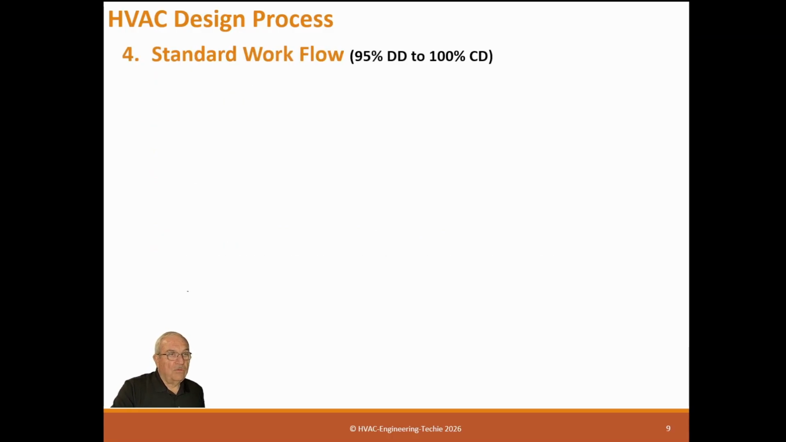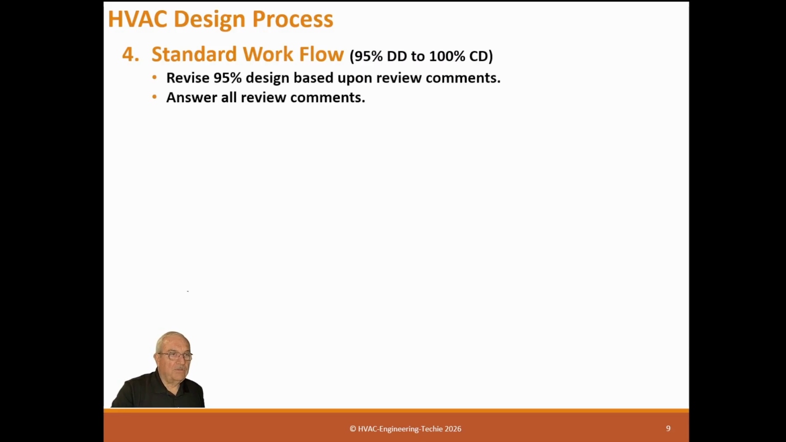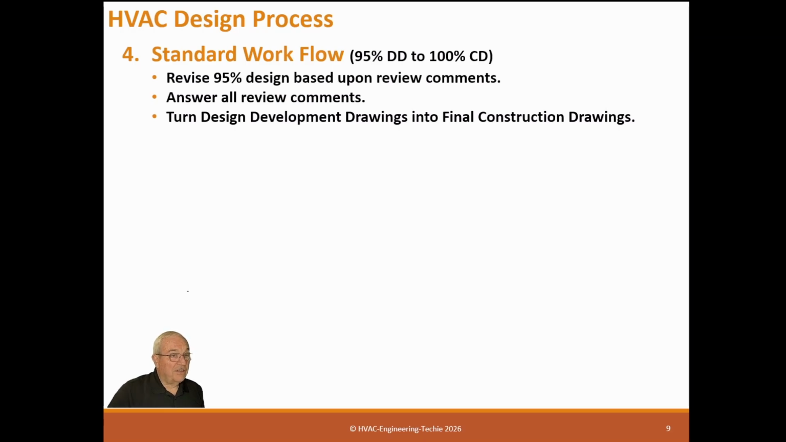So standard workflows from 95% to 100% CDs. Review the 95% design based upon review comments. Answer all review comments again, just like the others. Turn the design development drawings into construction drawings. Nowadays, with AutoCAD and everything, it's really easy. Basically change the title and hit a button and you're done.